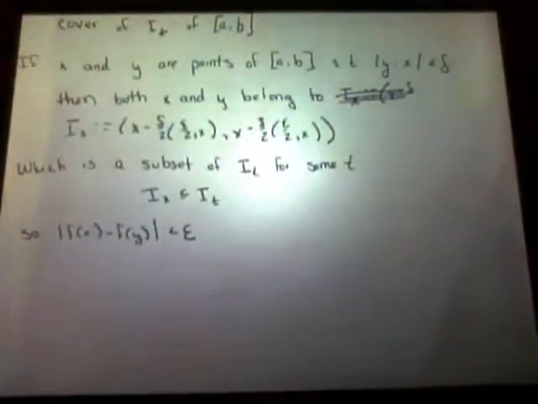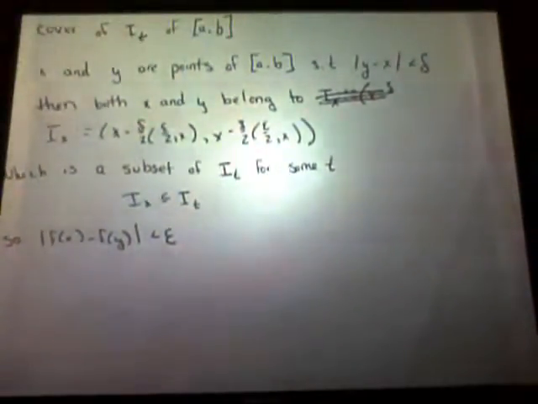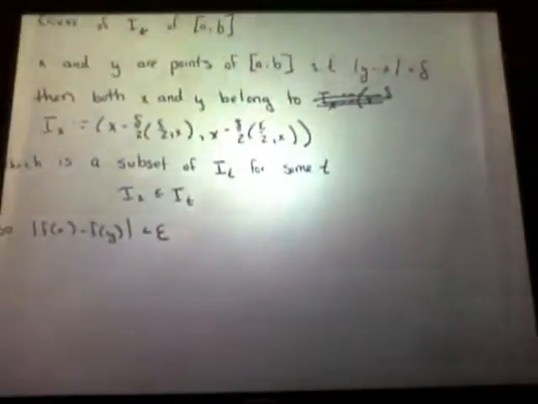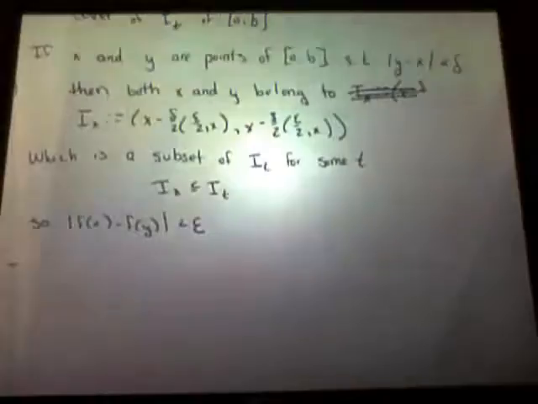Right. So since our interval is a subset of our cover interval I_t, therefore the function values at x and y differ by less than epsilon. Yeah, that's it. So it shortens the proof I gave you last Thursday considerably, since you start out knowing the Lebesgue number.